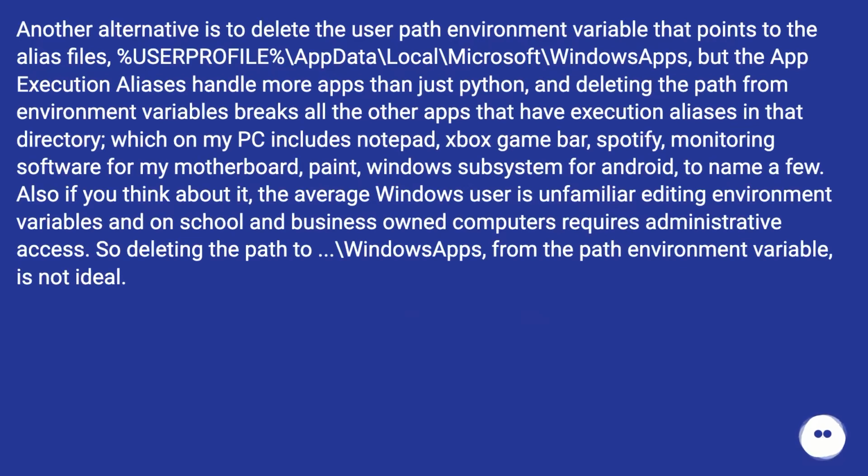Another alternative is to delete the user path environment variable that points to the alias files, %userprofile%\AppData\Local\Microsoft\WindowsApps, but the app execution aliases handle more apps than just Python, and deleting the path from environment variables breaks all the other apps that have execution aliases in that directory, which on my PC includes Notepad, Xbox Game Bar, Spotify, monitoring software for my motherboard, Paint, and Windows Subsystem for Android, to name a few. Also, if you think about it, the average Windows user is unfamiliar with editing environment variables, and on school and business-owned computers it requires administrative access. So deleting the path to WindowsApps from the path environment variable is not ideal.